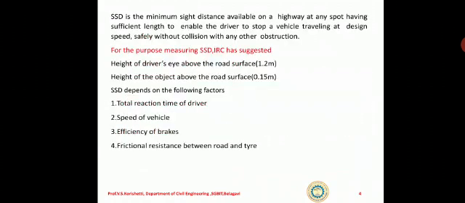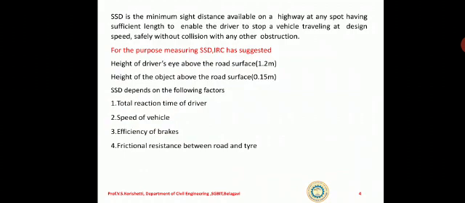SSD is the minimum sight distance available on a highway at any spot having sufficient length to enable the driver to stop a vehicle traveling at design speed safely without collision with any other obstruction. For measuring SSD, IRC has suggested the height of the driver's eye above the road surface should be 1.2 meters, and the height of the object above the road surface should be 0.15 meters. Then SSD depends upon the following factors: total reaction time of driver, speed of the vehicle, efficiency of brakes, and frictional resistance between road and tire.